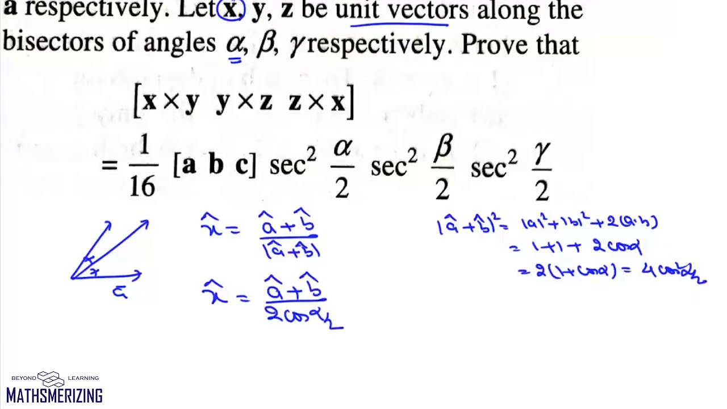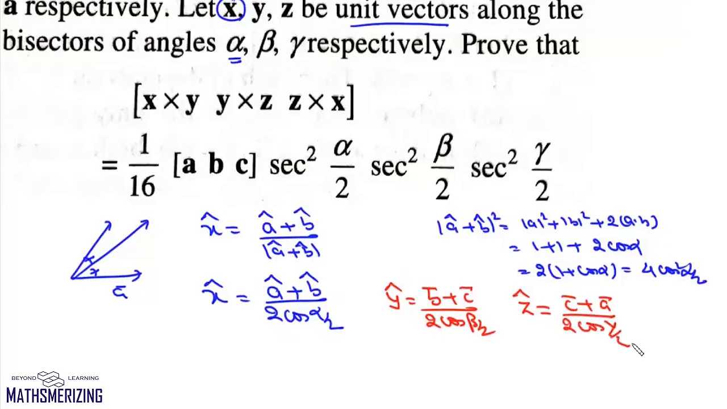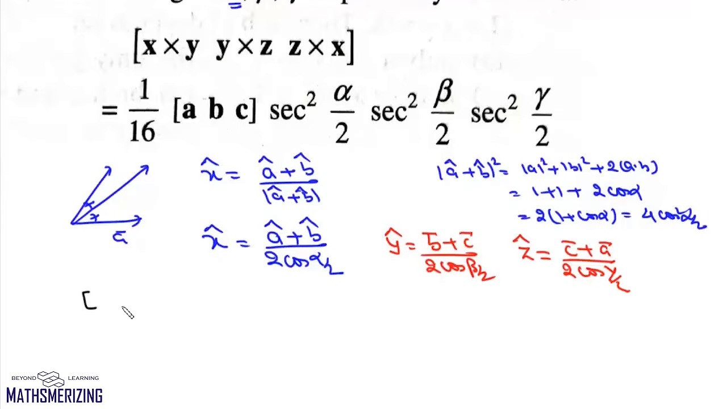Now the same way we can write Y as (B plus C) upon 2 cos beta by 2, and Z as (C plus A) upon 2 cos gamma by 2. Now it says we need to find the value of the box product of X cross Y, Y cross Z and Z cross X.